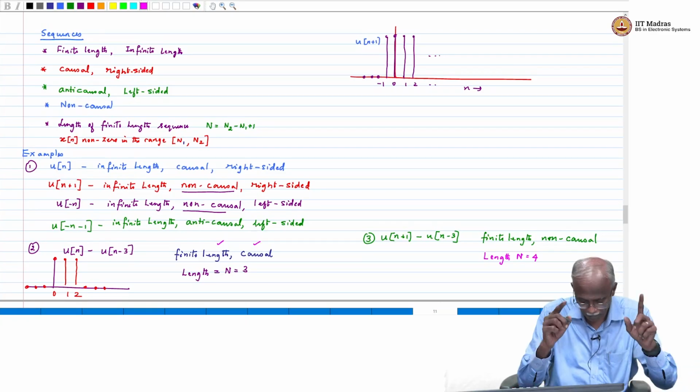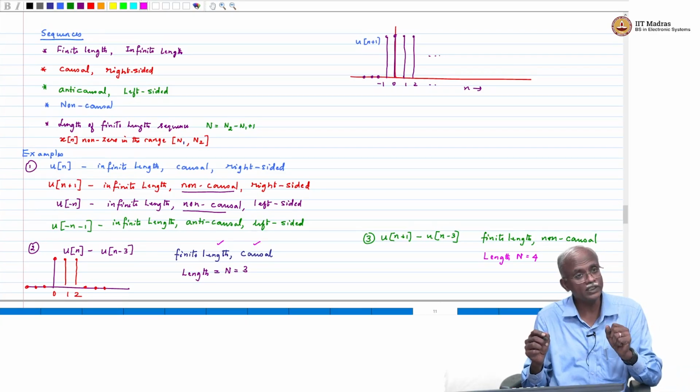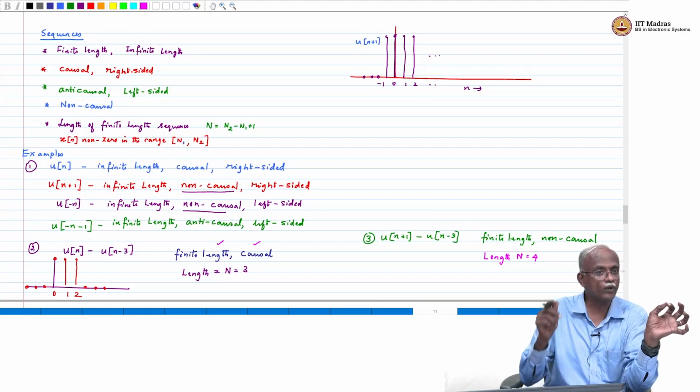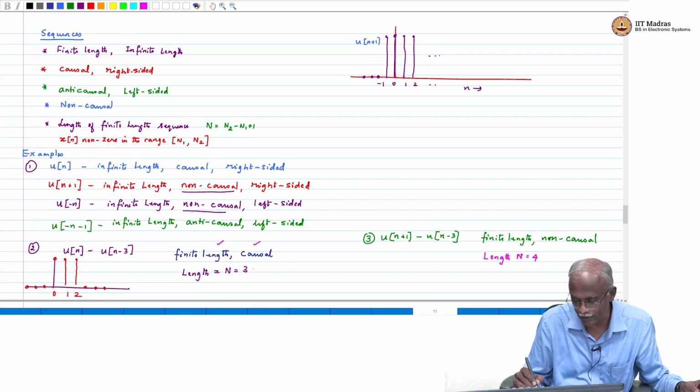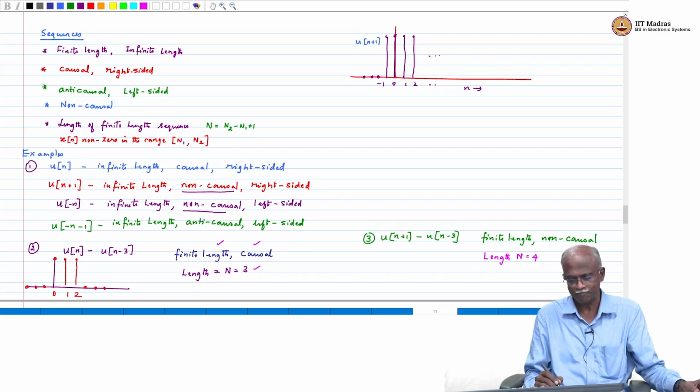It is causal. Because it is finite length, you can define a sequence. It starts at n1 equal to 0, goes up to n2 equal to 2. You can take the expression for length and you can see that length n equal to 3.